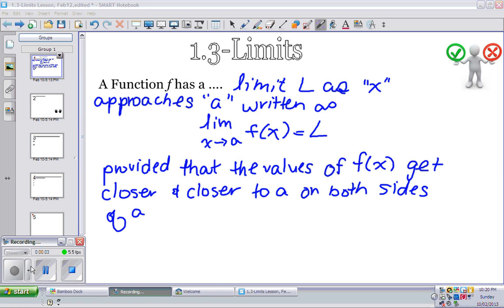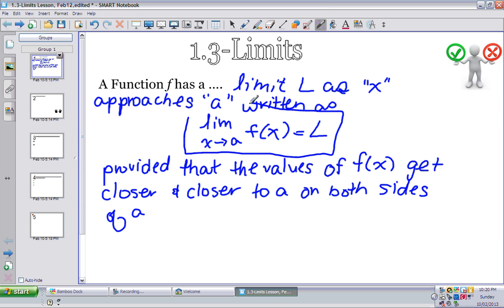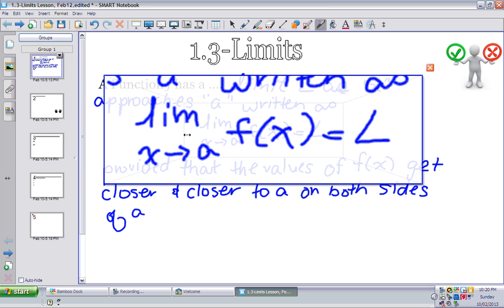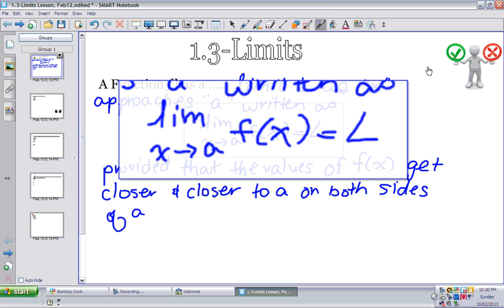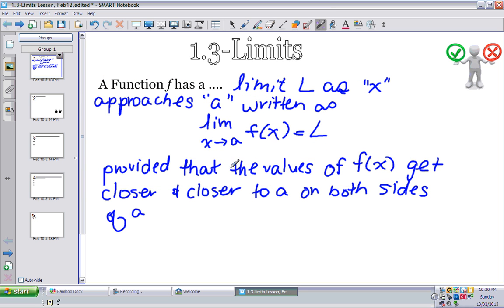Okay, so this is 1.3, and we're now going to start looking at limits and what limits are. So a function f, just as usual, f of x, has a limit L as x approaches a, which can be written as this right here. That's the limit as x goes to a of f of x, and this whole thing will equal L. This is only provided that the values of f of x get closer and closer on both sides of the a value.